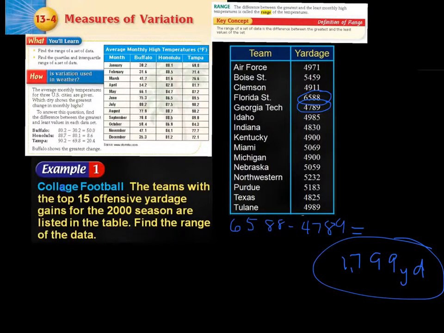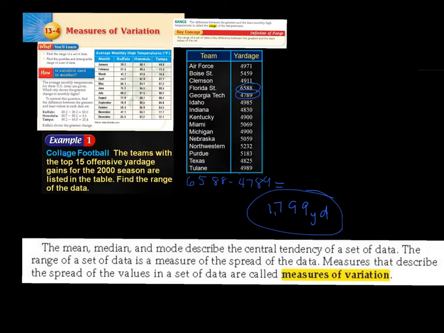Now, range is the most basic spread of data. Next, we want to look at quartiles. In previous courses, we've talked about the mean, which is the old average: add them together, divide by however many you have. Median is the middle of the list, and mode, most often, to describe the central tendency of a set of data. The range of the set of data is a measure of spread of data as well. Measures that describe the spread of the values in a set of data are called measures of variation.